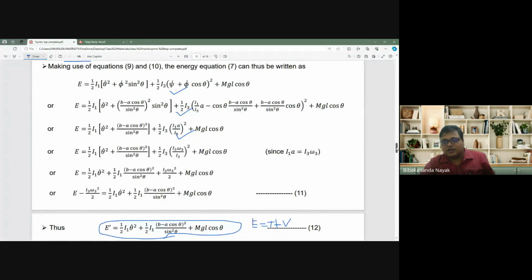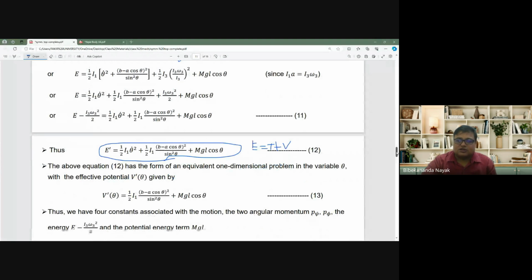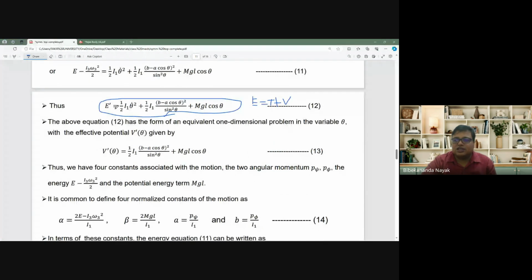Okay, sir. I am not repeating that. Only addition of trigonometry. So actually, energy is equal to T plus V. But T for rotation, half I theta dot square, is the kinetic energy. So the rest is your effective potential, just like V prime. So E prime is equal to kinetic T plus V prime.